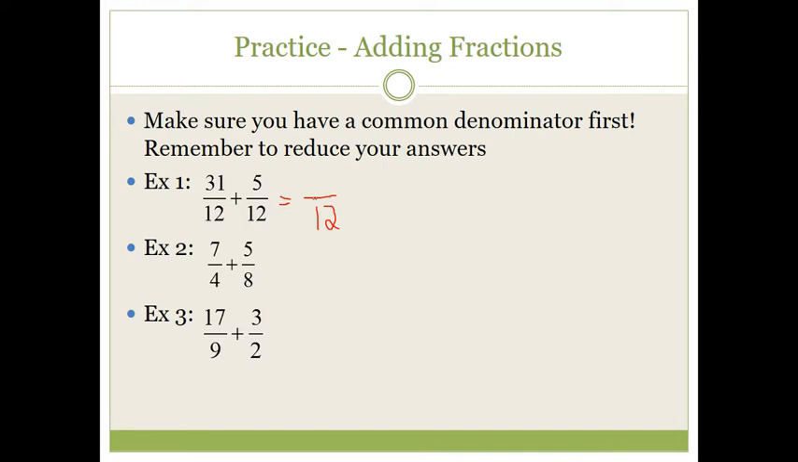So 31 plus 5 is 36. And then finally, 36 divided by 12 goes in 3 whole times. And wait, there's no remainder. It went in exactly 3 times. So our answer is just 3.